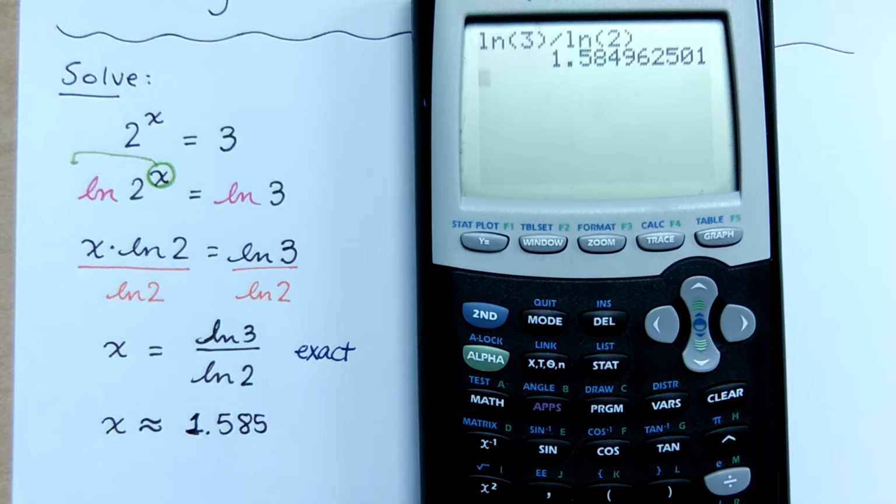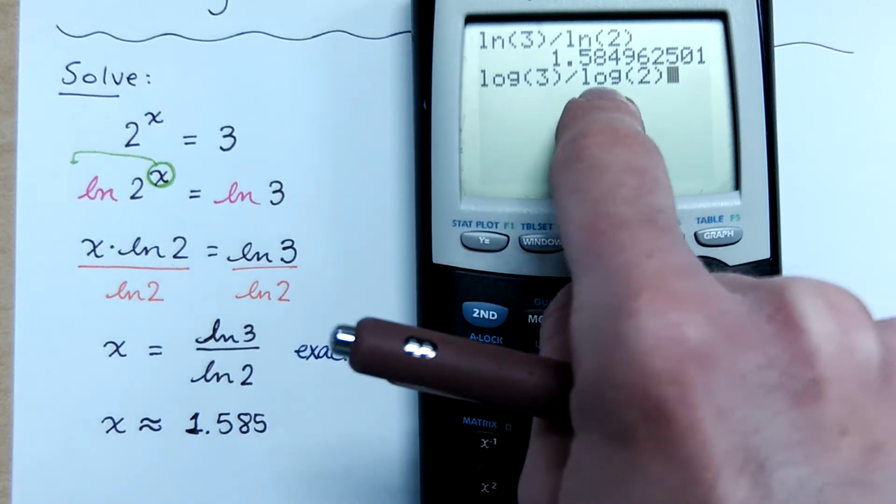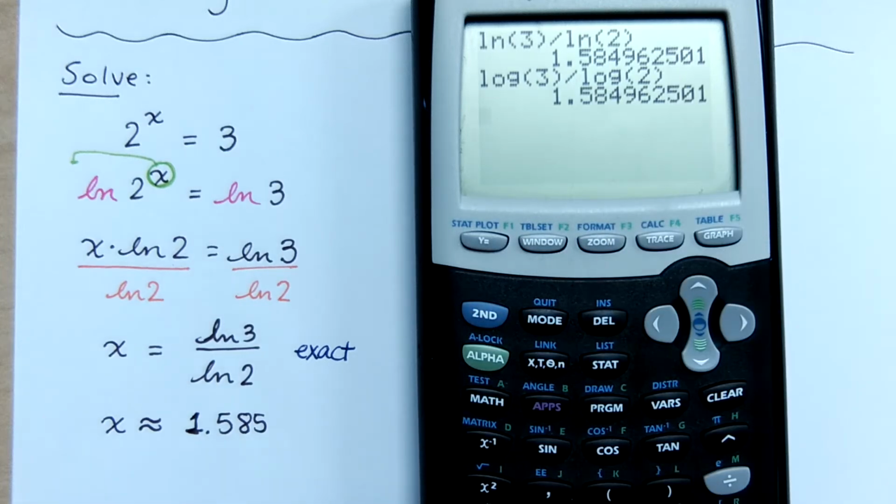And you might say, okay, but you used natural log. I used common log, so shouldn't I get something different? Let's see. If I do log of 3 divided by log of 2, as long as I'm closing off my parentheses correctly, we get the same answer. There you go. That's it.